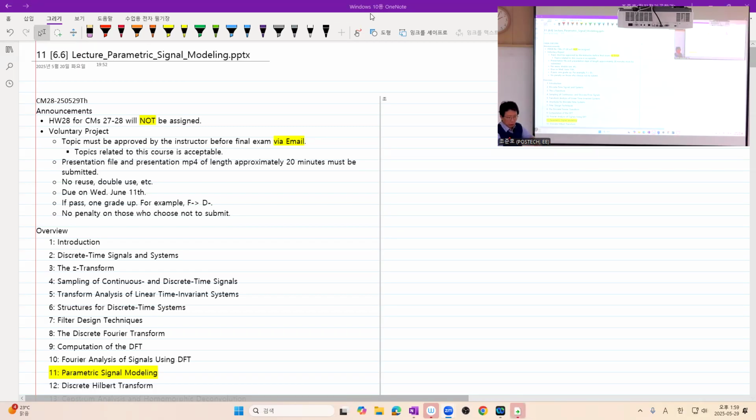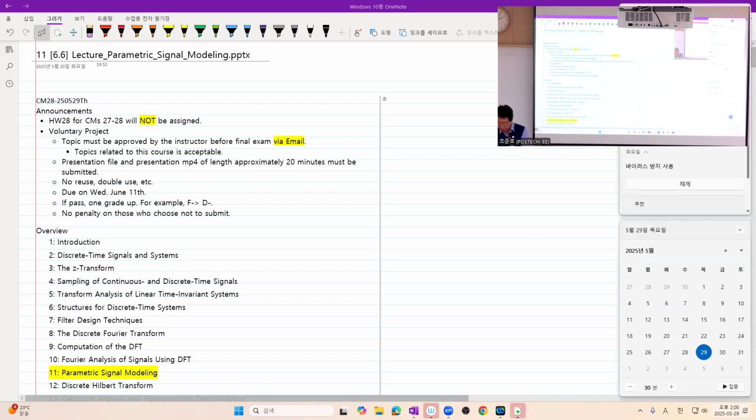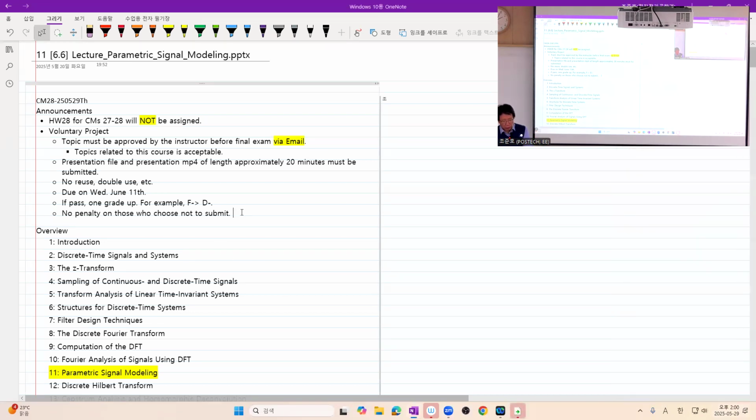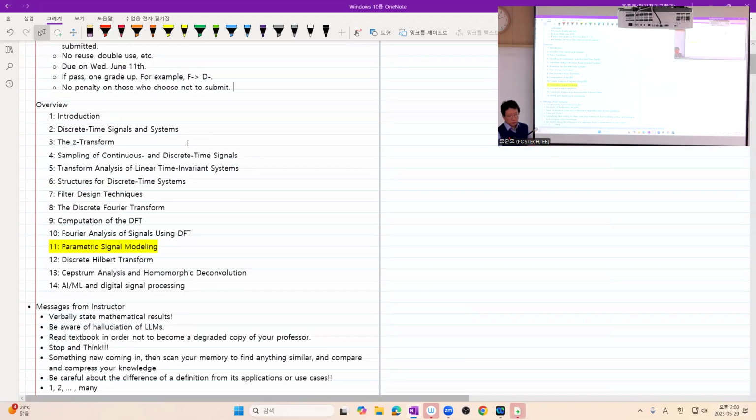I decided not to assign the homework, so happy. We will have the exam on, I believe, Wednesday, right? Is it Wednesday? Yeah, Wednesday 7, in this class meeting room. For the voluntary project, you have to have the topic approved before you take the exam, so you have less than a week.